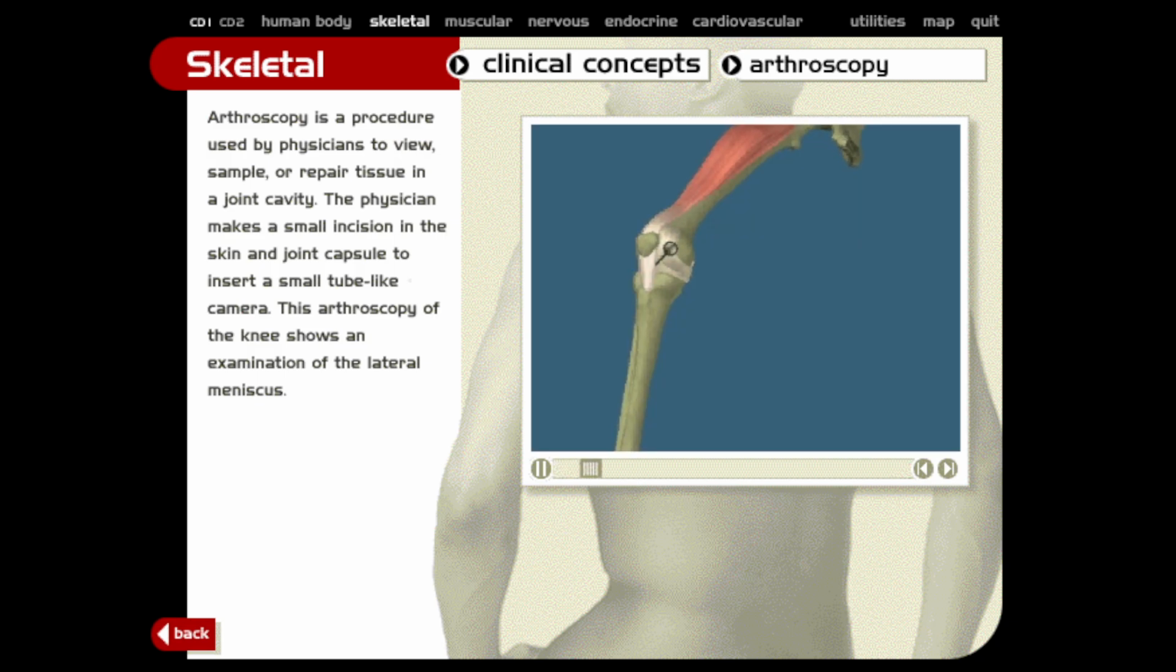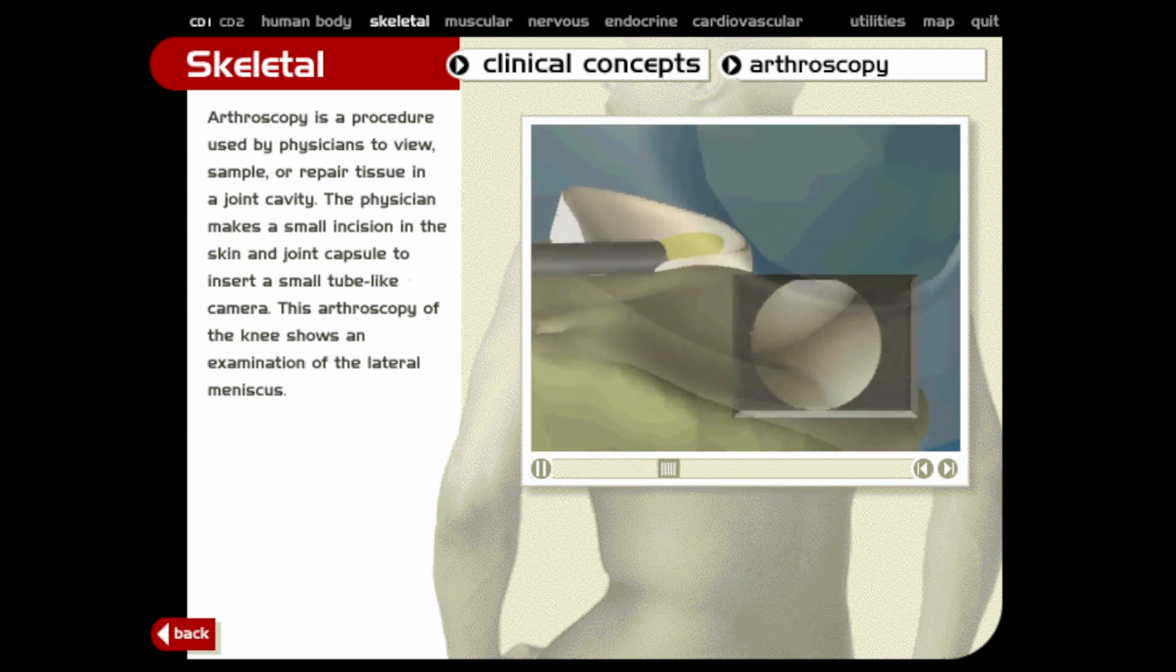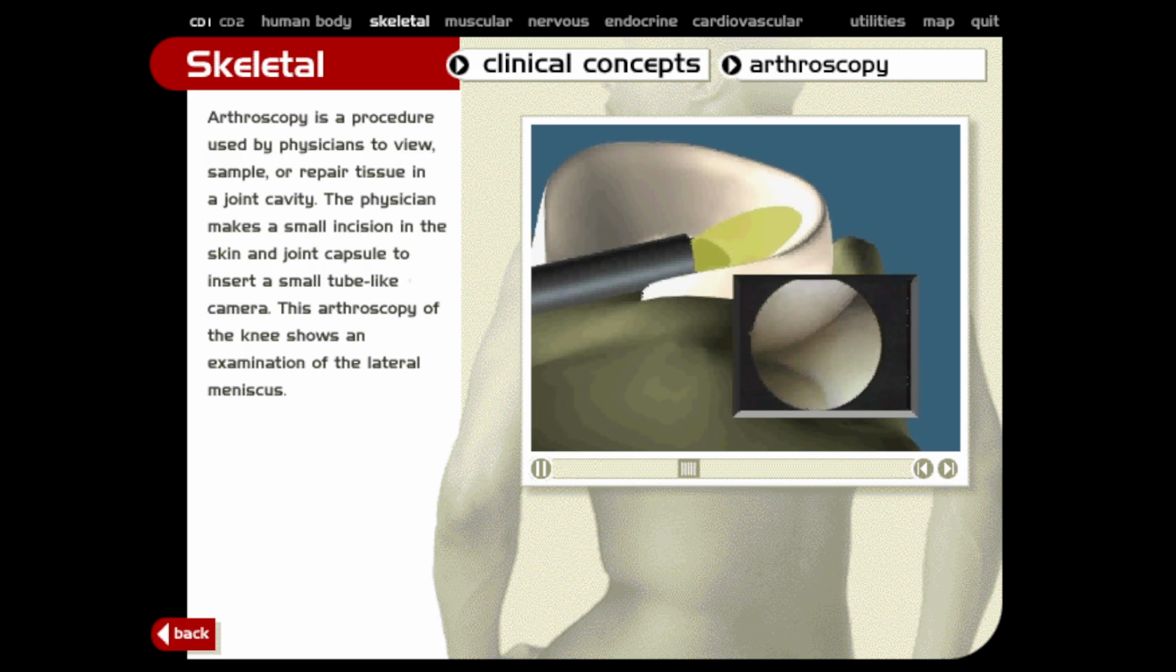Arthroscopy is a procedure used by physicians to view, sample, or repair tissue in a joint cavity. The physician makes a small incision in the skin and joint capsule to insert a small tube-like camera. This arthroscopy of the knee shows an examination of the lateral meniscus.